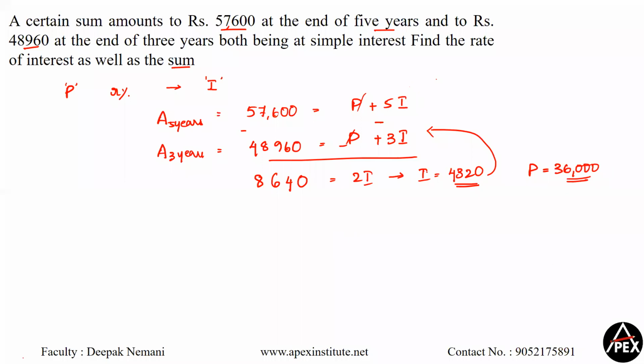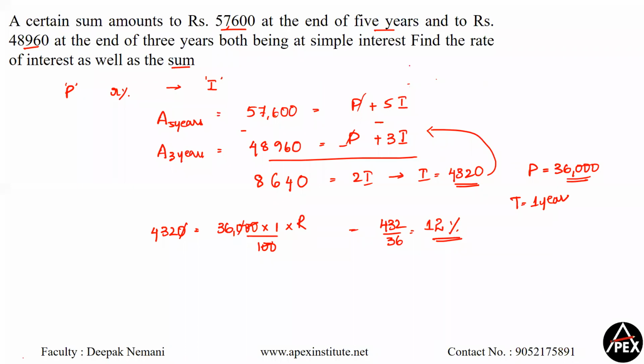Now what is I? Interest accrued in 1 year. So we have interest accrued in 1 year, we have a principal, and we have the time period. Time period is equal to 1 year. Can't we find the rate of interest? So 4320 is equal to 36,000 into time period, 1 year, into rate of interest by 100. So this will be equal to 432 by 36. So this will be 360, 72 by 36 is 2. So the rate of interest is 12%.